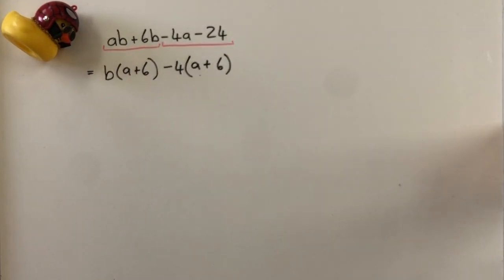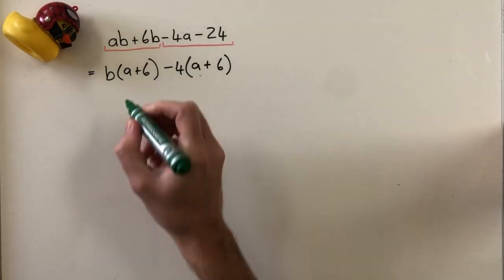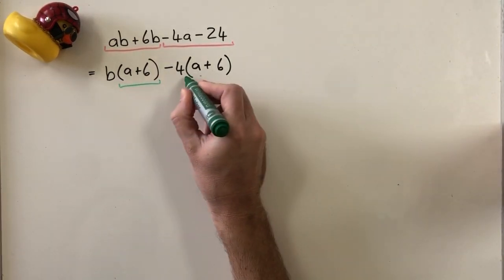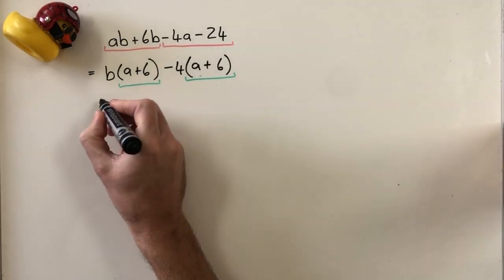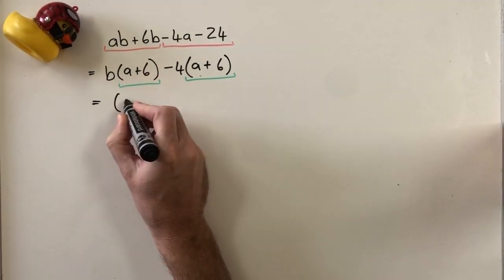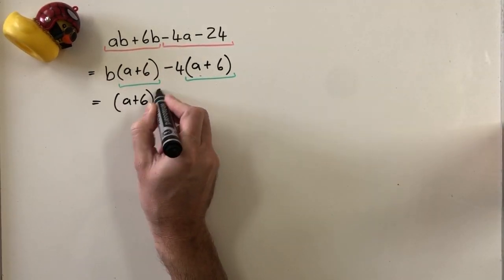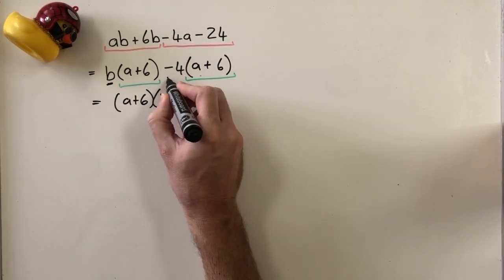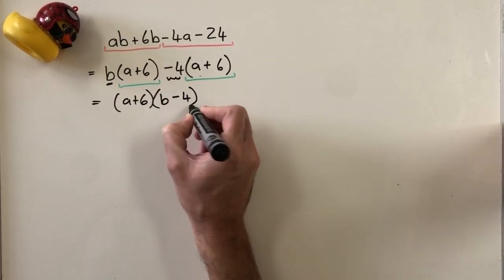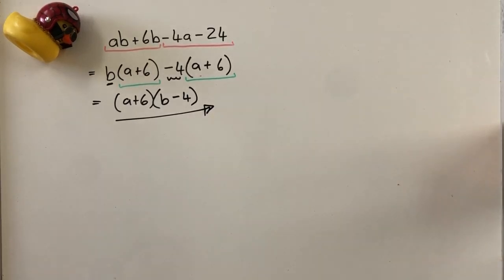And what I see now is I got lucky, because now I have two terms and there are actually whole brackets that are common. And I can just take out the whole bracket. So A plus 6. And what's left here is this B, and the -4. And now we've factorized. We'll quickly do another example.